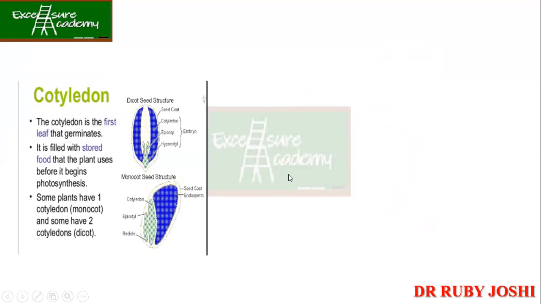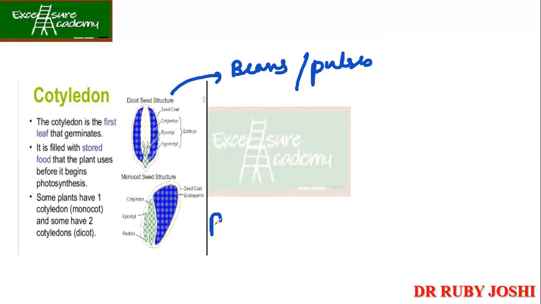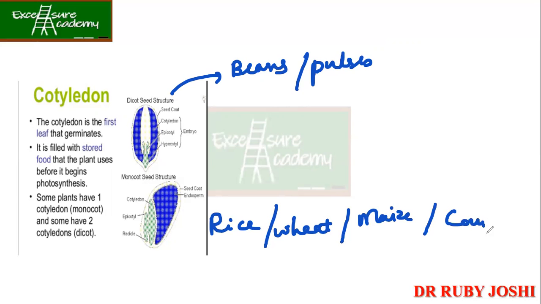Next, about the cotyledons. We have already discussed that there are two types of seed, dicot and monocot. Dicot examples we have also seen: beans and pulses. Rice comes under monocot. Wheat, corn, all these come under the monocot. Whereas in the dicot, beans and pulses, among the pulses you have so many dals, chana dal, moong dal, right? All these come under the dicot seed structure.